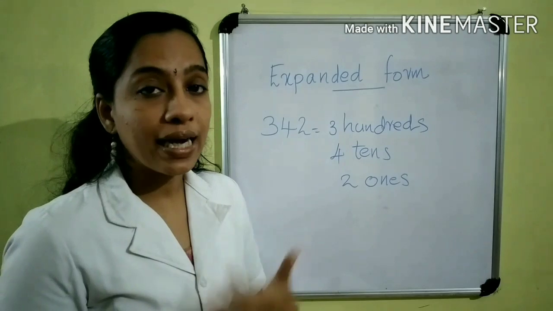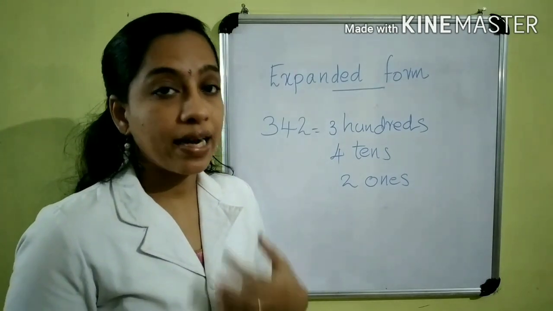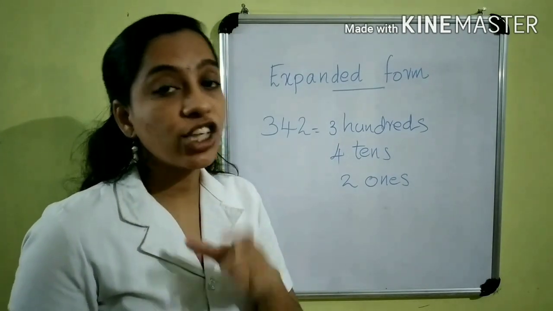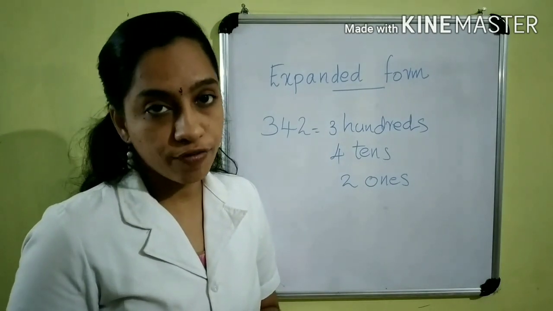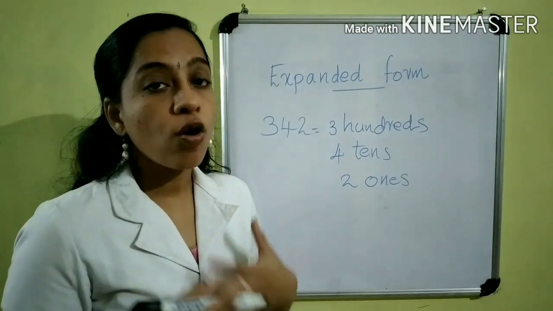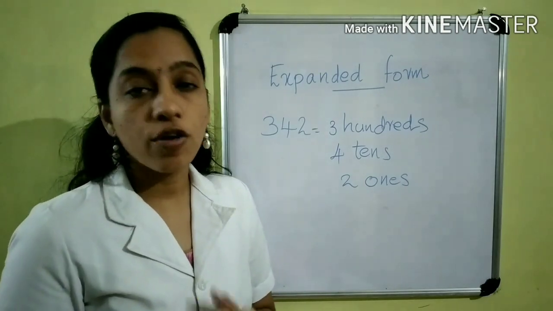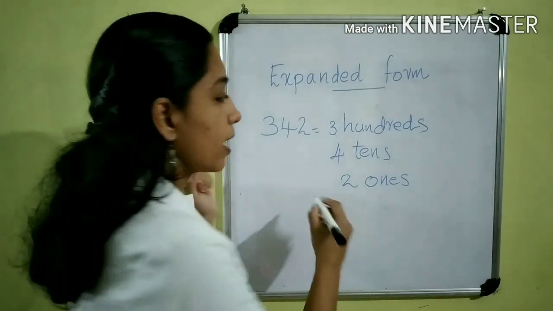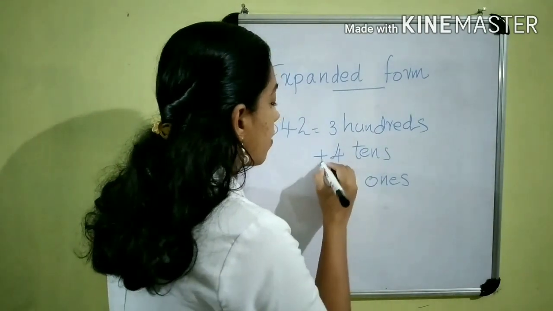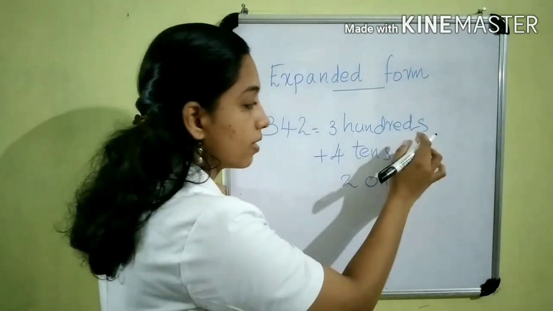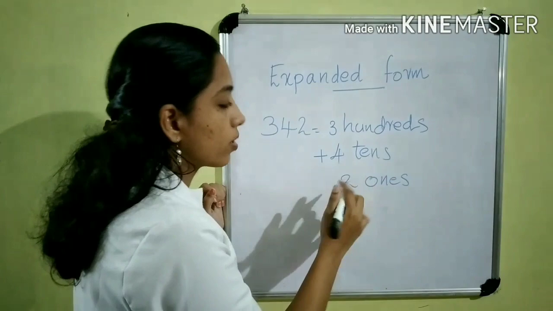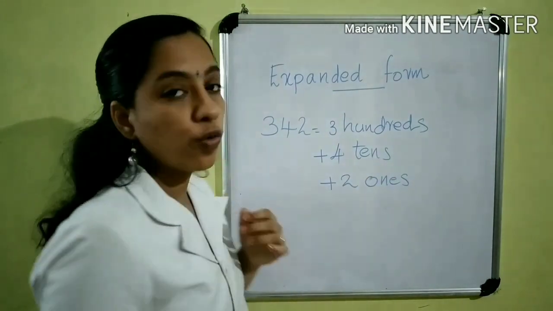I told you writing the expanded form means writing the number as the addition of the place value of each digit. We know the symbol of addition. What is the symbol of addition? Plus. So we can use the symbol plus in between these numbers. That is 3 hundreds plus 4 tens plus 2 ones.